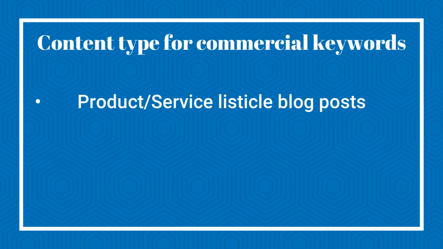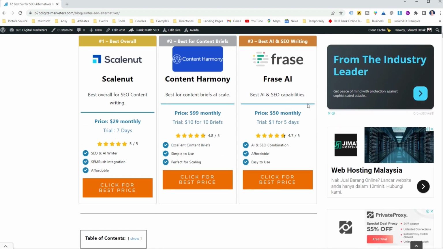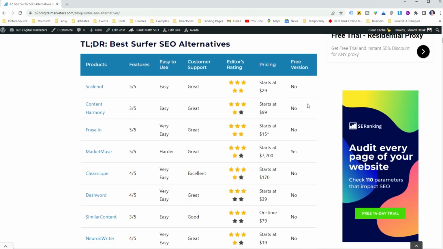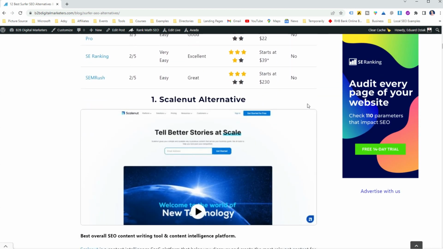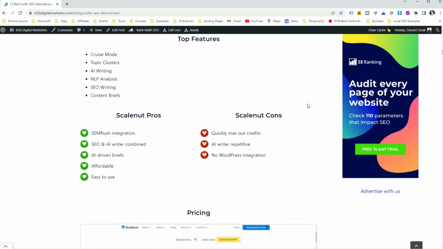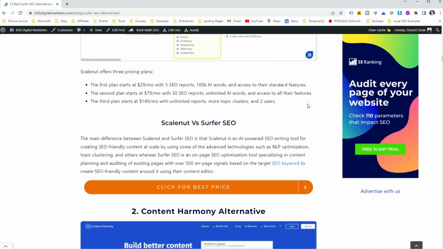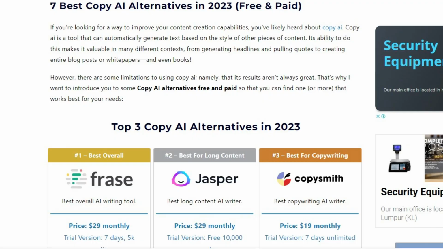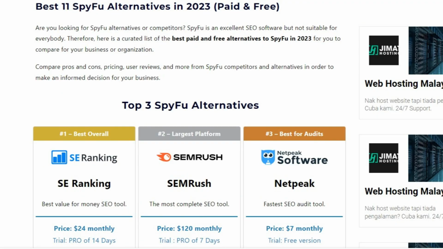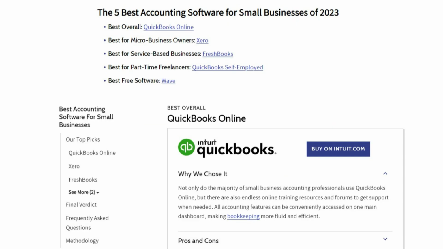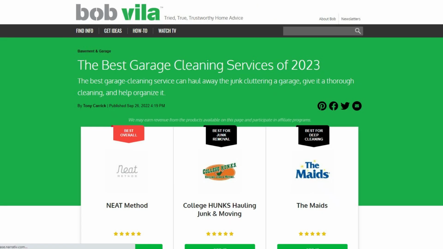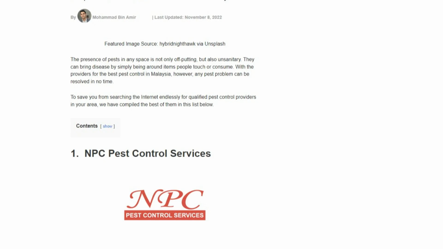These types of pages are only related to products or services, and they usually list the best products or services, sometimes specifically related to a certain industry, niche, or requirements. For example, an article with a list of keyword research tools, or Copy.ai alternatives, or SpyFu alternatives, accounting software for small business, garage cleaning services, or best pest control are all great examples of commercial keywords.